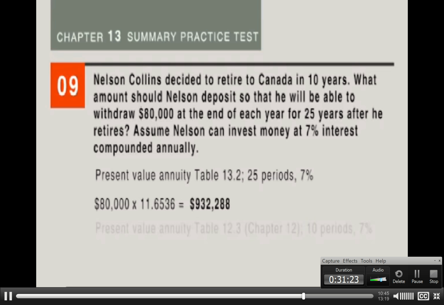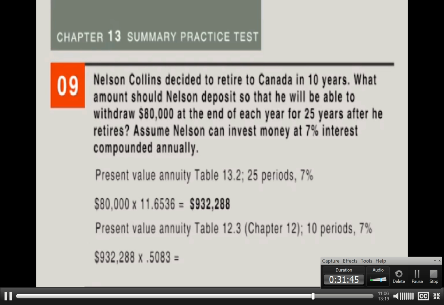But keep in mind now, he's going to retire to Canada in 10 years. So we need to find the present value. He's not doing anything for 10 years. So we're going to go back to chapter 12. The present value table, we're talking 7% for 10 years annually is 10 periods. Going to 7% for 10 periods, look at the present value table, 0.5083.